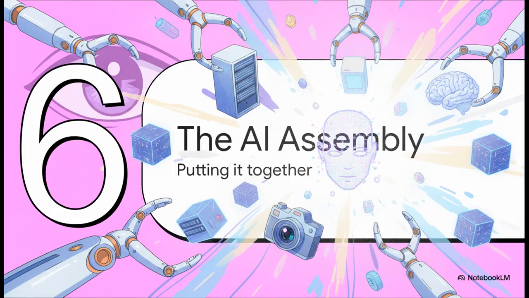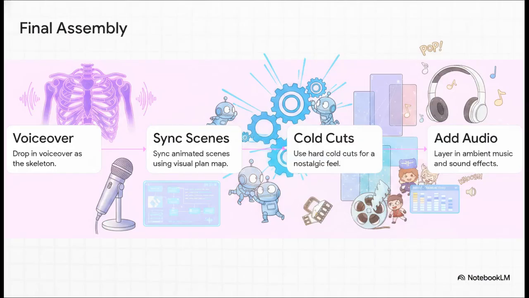Which brings us to the climax of this explainer, Stage 6, the final AI assembly. Time to snap all these parts together. So we open up CapCut, and we literally just follow our visual plan piece by piece. Step 1 is laying down the voiceover to act as the skeleton of our edit. Step 2 is syncing our Google Flow animations to that voiceover using our ChatGPT map.